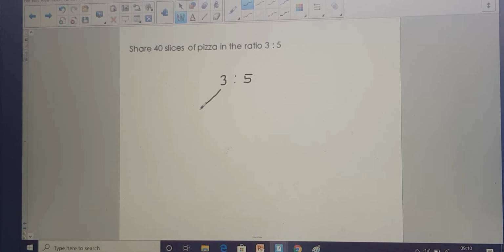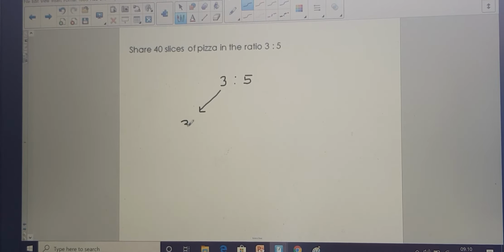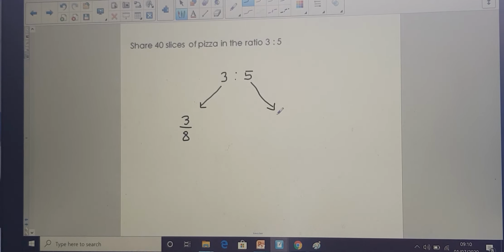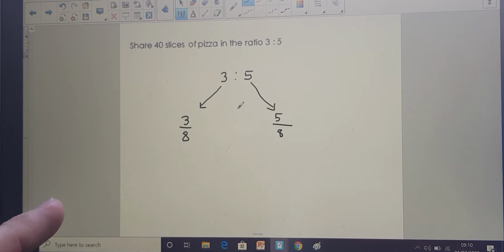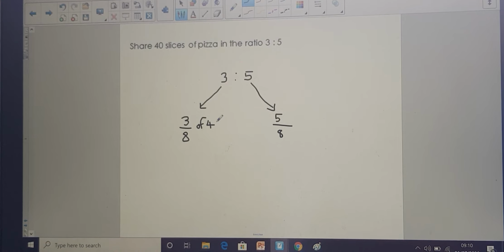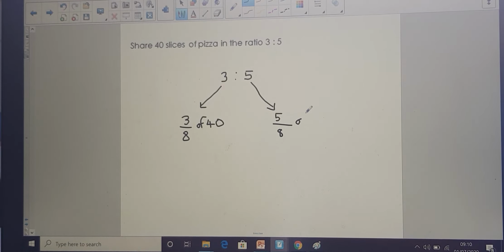Now I think this is 3 parts out of, well, 3 add 5 is 8, so the proportion is 3/8. Here I have 5 parts out of 3 add 5 is 8, so the proportion in this ratio is 5/8. So these are the proportions of each. And what am I dividing? Well, I'm dividing or sharing 40 things. So 5/8 of 40.